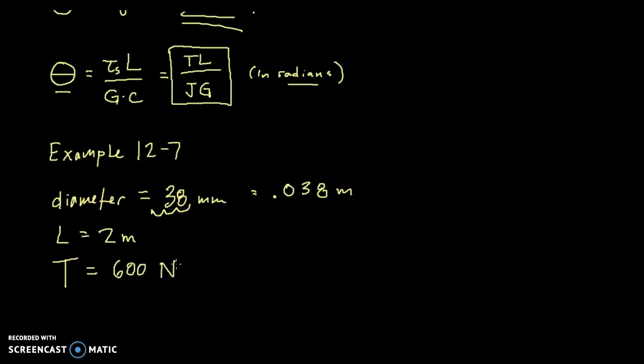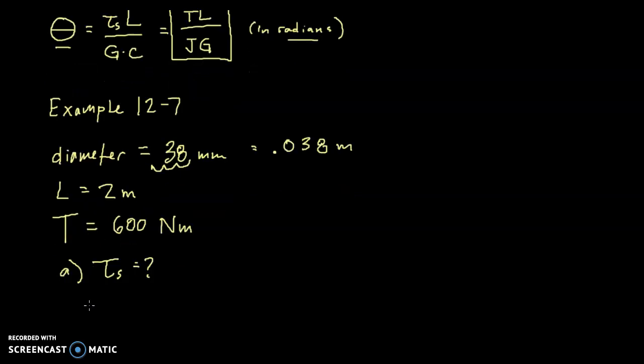Scroll down here. To a torque, so big capital T torque is equal to 600 Newton meters. In this problem, it's actually going to ask us for both the shear stress, as well as, part B, the angle of twist. So let me just strike a line right down here and use the other half of the screen to begin. Let's start by looking at the shear stress.